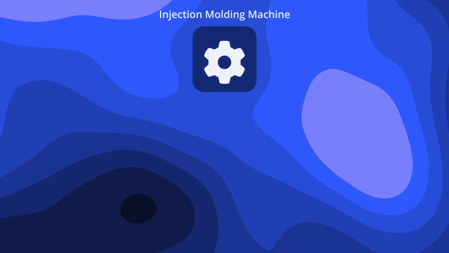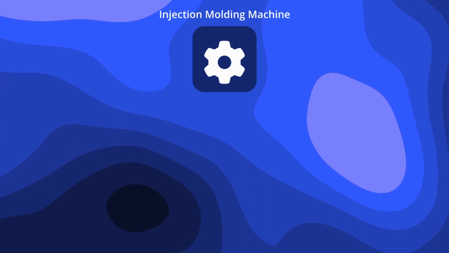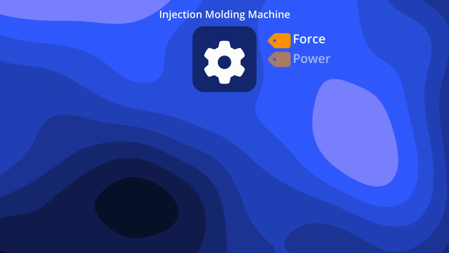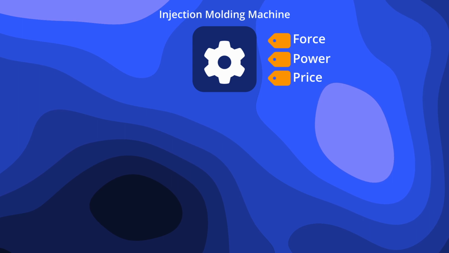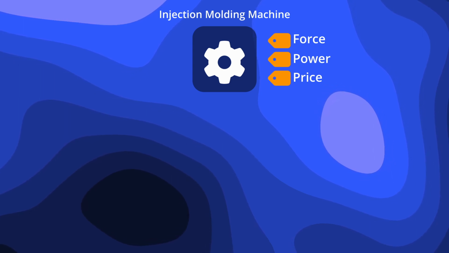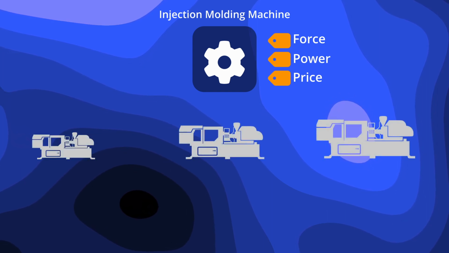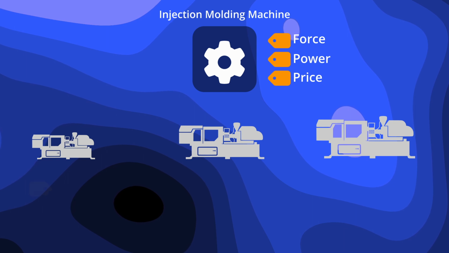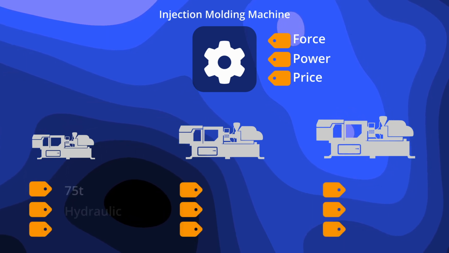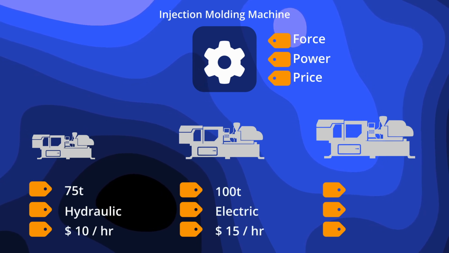Suppose you define a resource called injection molding machine. You could also define the attributes that these machines might have, such as its clamping force, motive power, and fabrication price, among others. Once that's done, your supplier could then make available their injection molding machines from their factory in order to produce the agreement's products. For each of these items, values would need to be provided for the attributes. So for example, the first machine might be a 75-ton hydraulic and the second might be a 100-ton electric, and so on.